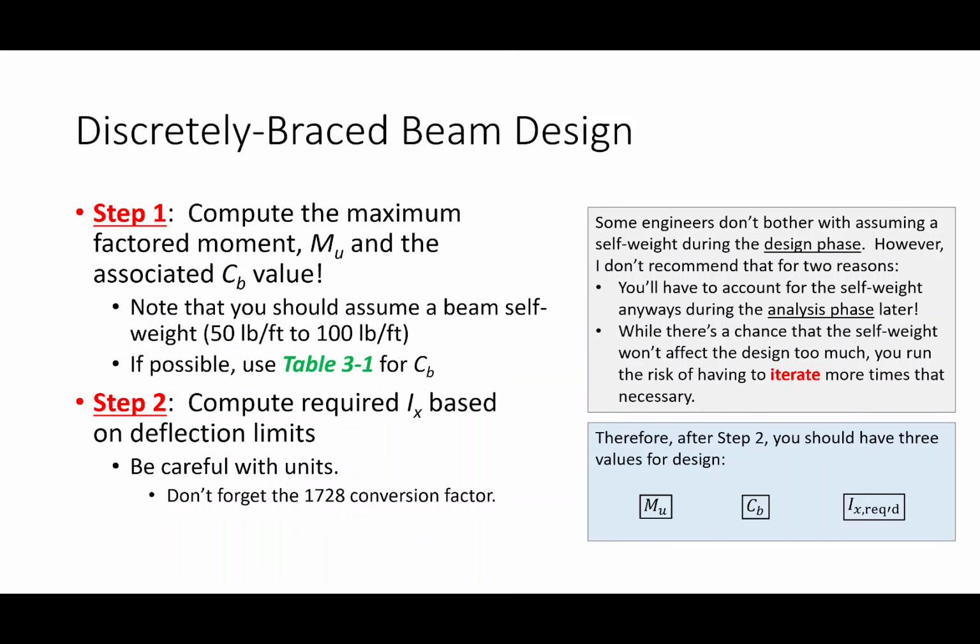This is still a beam design problem. This hasn't changed, right? Remember, the only difference between a continuously braced beam and a discretely braced beam is the moment capacity. We do still have shears to meet and deflections to meet as well. So we still need to compute our required moment of inertia based off deflection limits, and that doesn't change. It's the same thing we did before. Okay? So after step 2, when we were doing continuously braced beams, we sort of arrived at these two terms, but now we're going to have MU, our moment, but then we're also going to have CB.